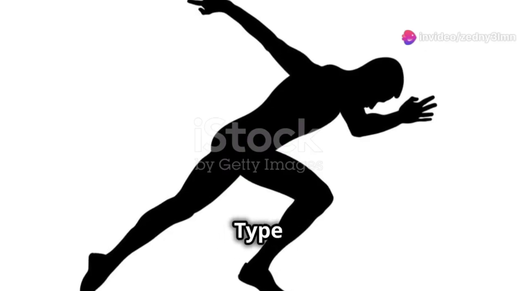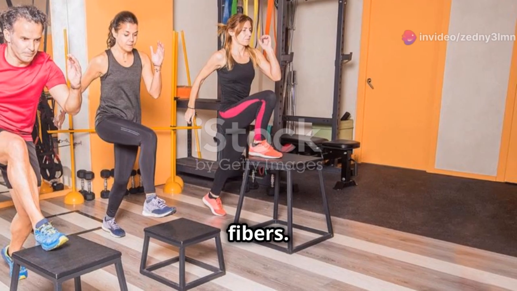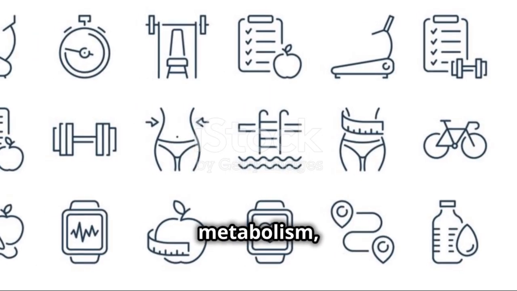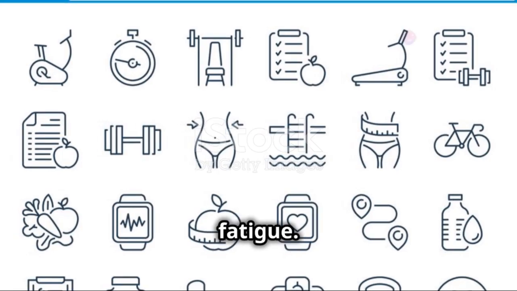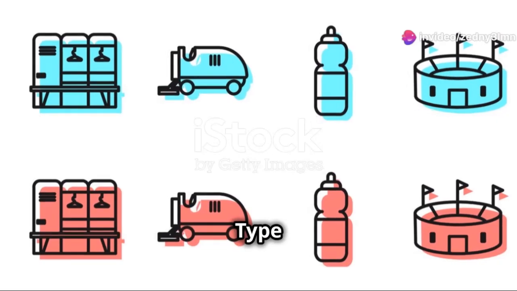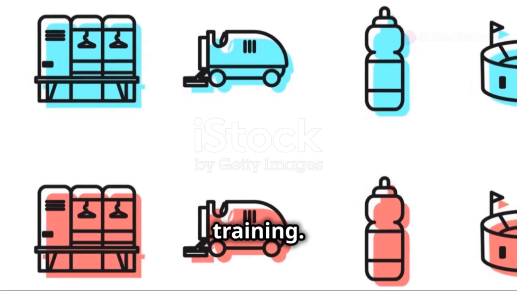Next, let's talk about Type 2A fibers, the fast-twitch oxidative glycolytic fibers. These fibers contract quickly, utilize both aerobic and anaerobic metabolism, and have a moderate resistance to fatigue. Their mitochondrial density and myoglobin content are also moderate. Type 2A fibers are versatile and respond well to both endurance and strength training.